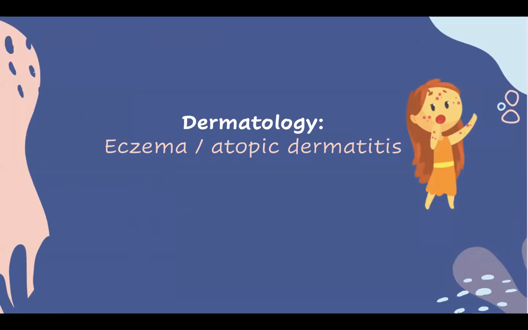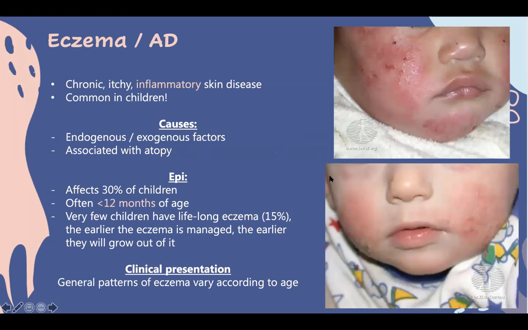So essentially the next topic, which is a green condition, is eczema, also known as atopic dermatitis. A chronic itchy inflammatory skin disease, very common in children, and it's caused by many different things, also associated with atopy. So obviously in the exam you ask all those questions. It affects 30% of children. Usually it starts before they're 12 months of age, and the earlier the child gets it, the earlier you can treat it and the earlier they grow out of it.